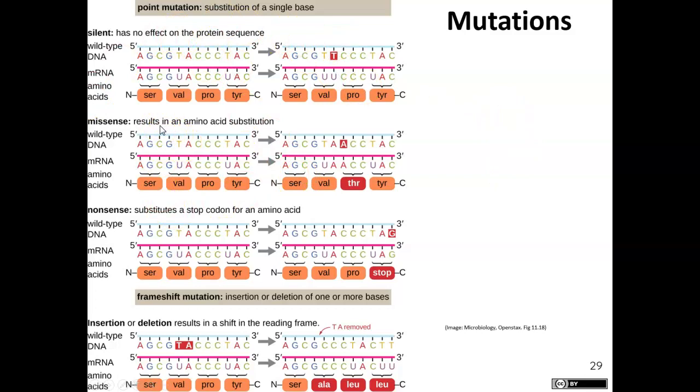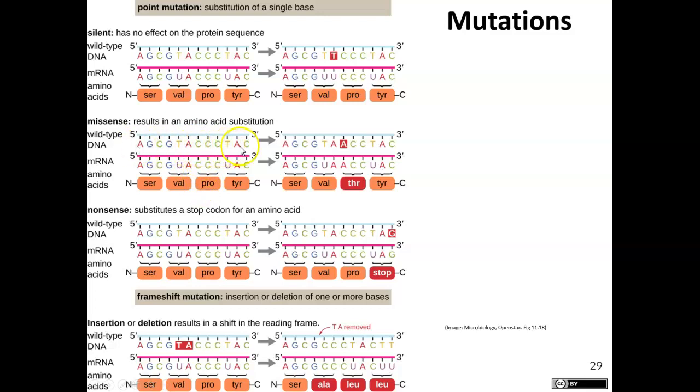A missense mutation is going to result in a change in the amino acid, and that's going to change the functionality of the protein. So structure determines function. If the structure changes, the function can also change. And so here we have a change in our third amino acid, the first letter of that third codon.